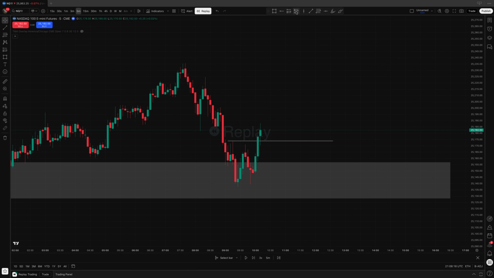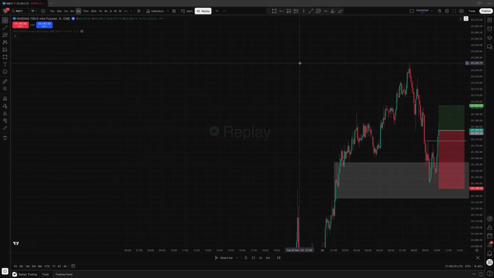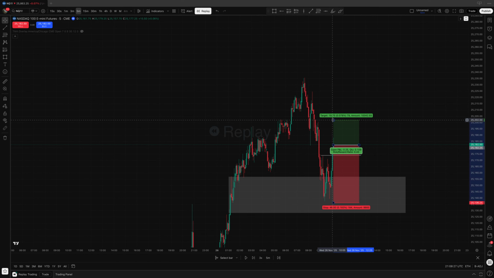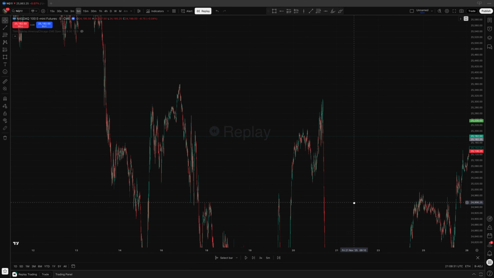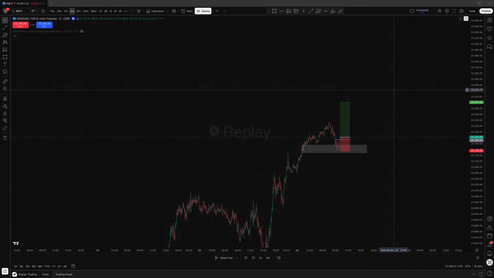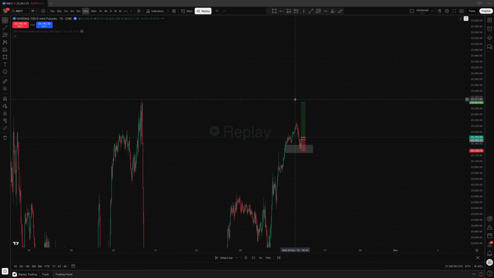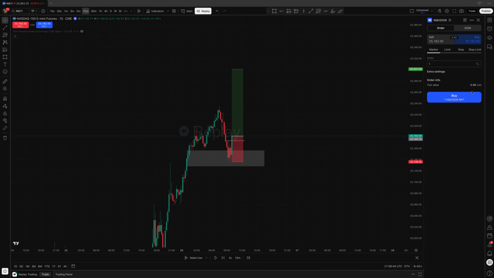And then you could have entered for longs, which is buy. Keep your stop loss below the previous low, which is right here. And aim for the previous highs, which is not really good, but you can look for the previous highs, which is around here. Around these highs. Let's see what happens.